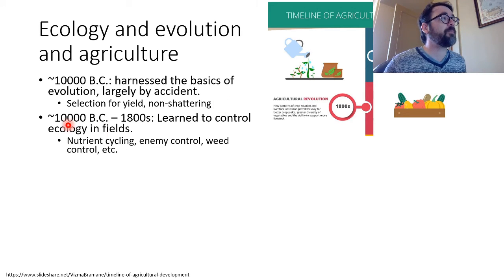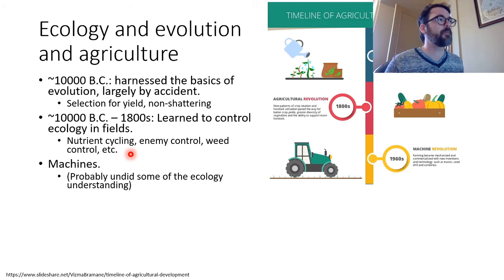And then, it took about 9,000 years, but from 10,000 BC to the 1800s, we gradually learned to control the ecology of fields, right? We started to control nutrient cycling. We started to control enemies and weeds and other things. Notice that mutualism is on here, although often pollination is something that we do control. And then machines.